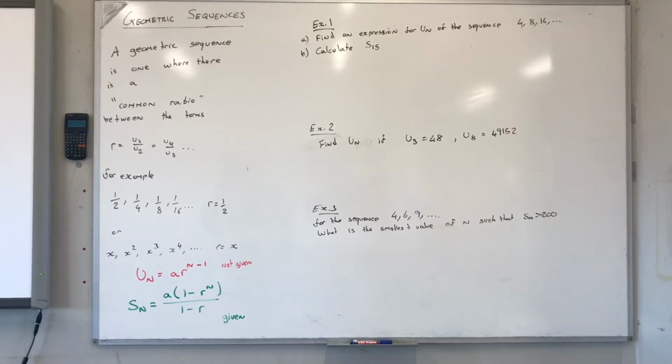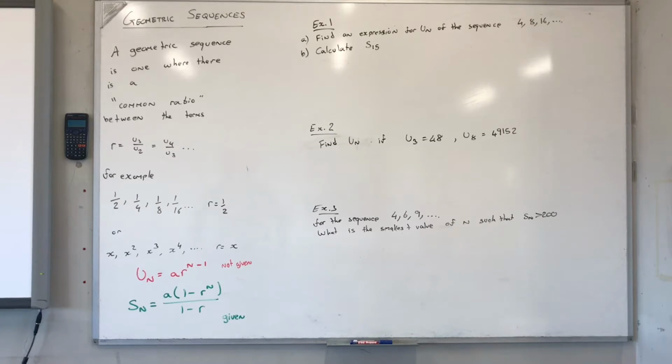And then we could also have an algebraic geometric sequence, such as x squared, x cubed. The common ratio there is x. Now, one of these formulas you're given, one of them you're not. If you want to find the nth term, or un, you can get that by a, the first term, times r, the common ratio, to the power n minus 1. But if you want the sum formula, which you are given in the exam, s of n equals a bracket 1 minus r to the power of n over 1 minus r.